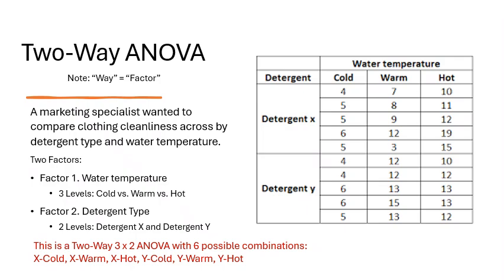We could have detergent X with cold water, detergent X with warm water, detergent X with hot, and then we could have detergent Y with cold, Y with warm, and Y with hot. So we notice that if we take 2x3 or 3x2 and multiply those numbers together, we get this 6. And so we call it a 2x3 or 3x2 ANOVA with these combinations.